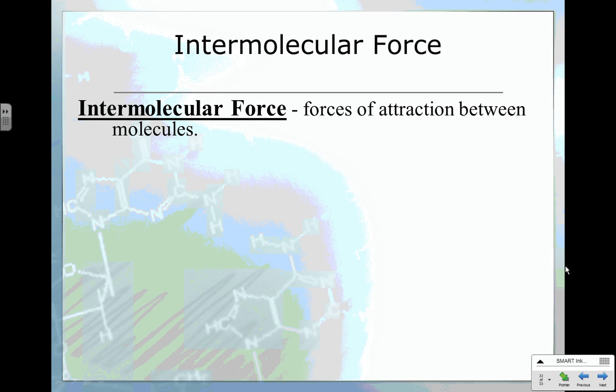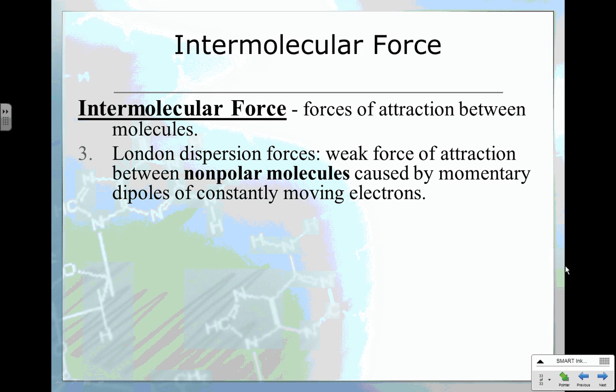Now, the last type of intermolecular force is our London dispersion forces. And that's a very weak force of attraction between nonpolar molecules. So if you have nonpolar, it's automatically London dispersion forces. There's nothing else to choose from here. And technically, London dispersion forces are in all substances, but usually the dipole-dipole and hydrogen bonding in our polar substances is much more important than the London forces that might exist. But it's the only type of force in a nonpolar molecule.